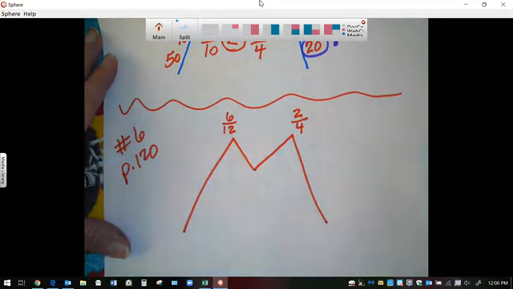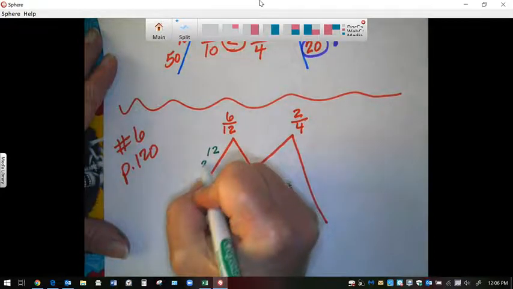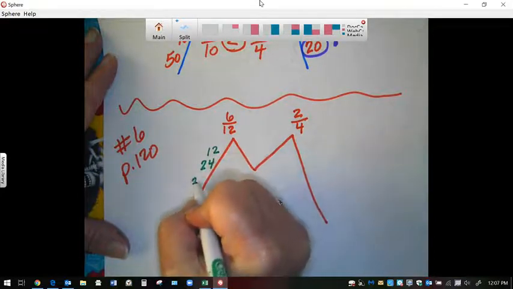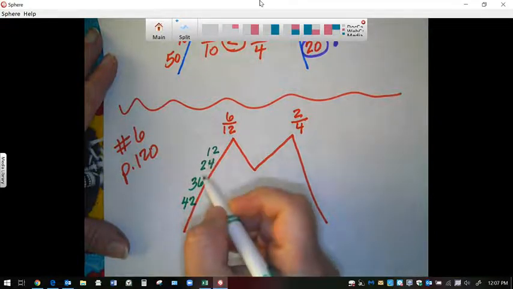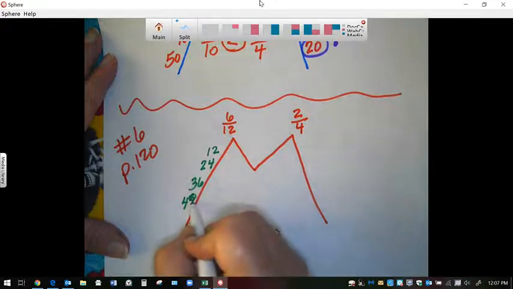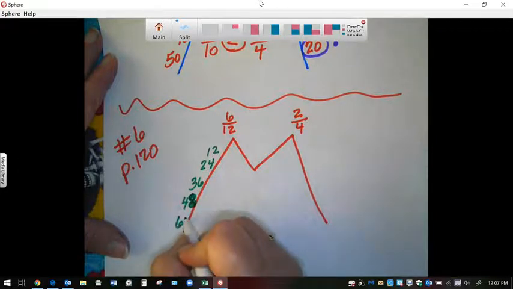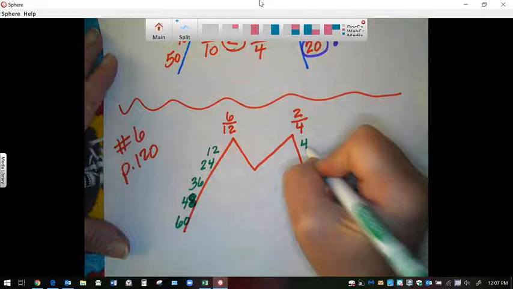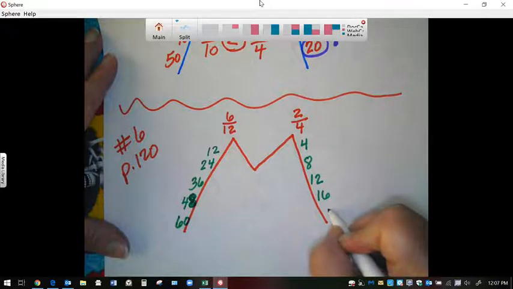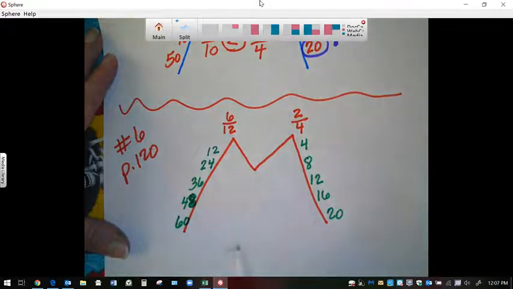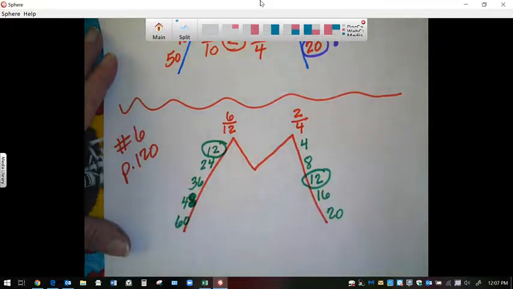So now I'm going to do my multiples of 12. 12, 24, 36, 42, 48, and 60. Then multiples of 4: 4, 8, 12, 16, and 20. We're going to look for the multiples that they have in common. The 12 is the first one, so that is the least one.